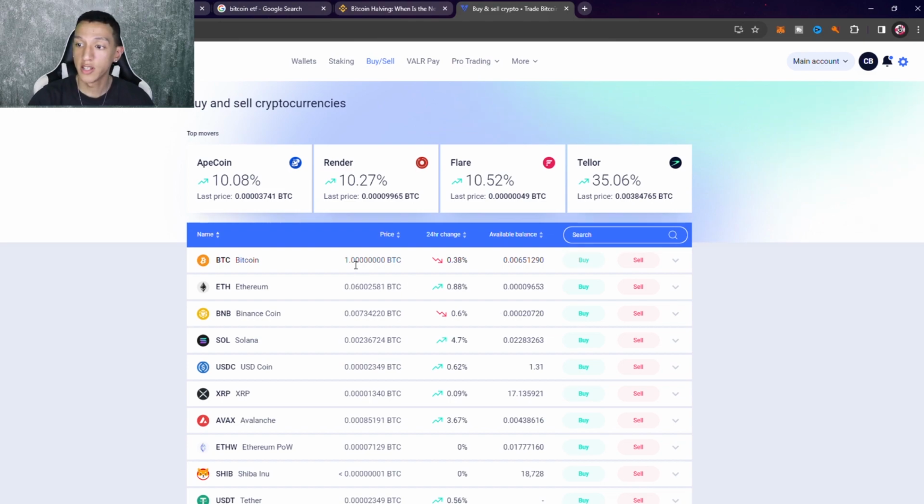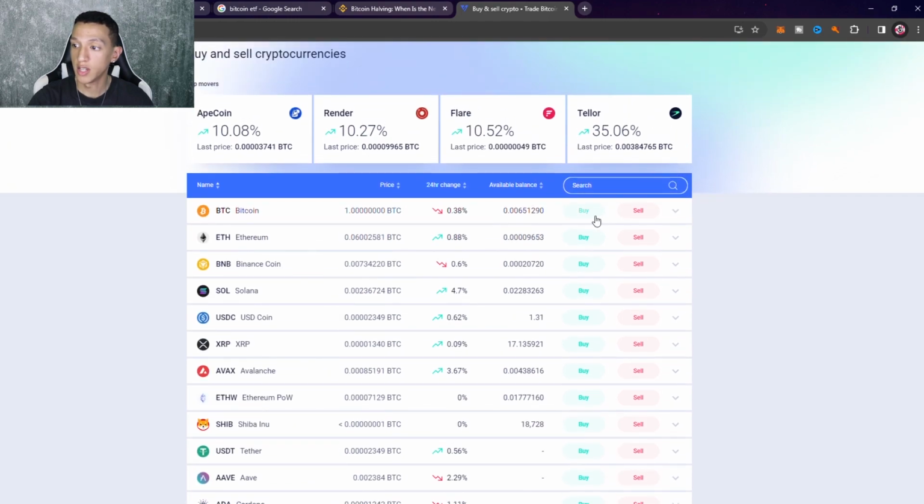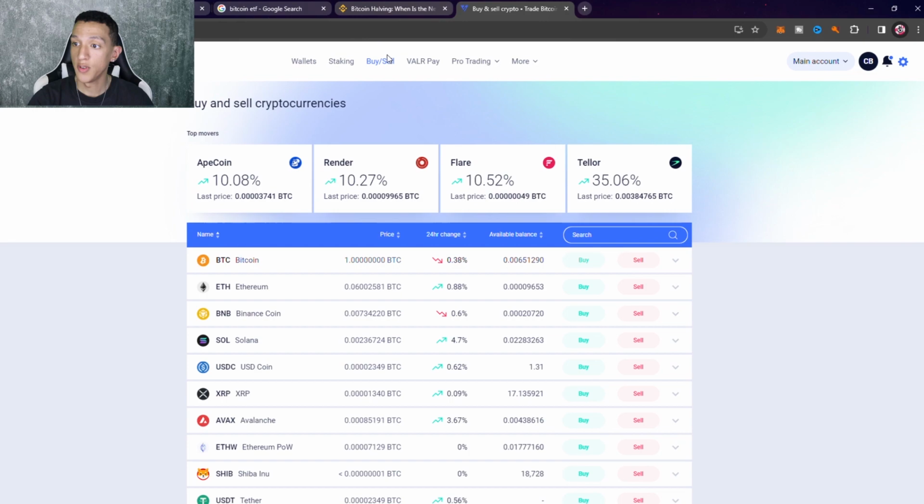So there's more cryptocurrencies you can choose to buy. You can see it takes us to the buy sell. So yeah, you can just do the exact same order like how we did it from the home. If you go to buy sell, you'll have buy and sell right here.